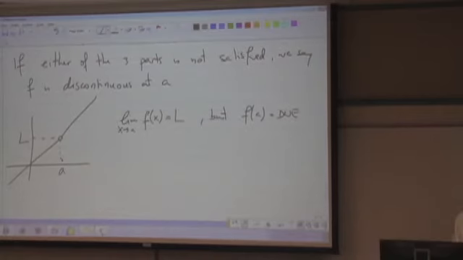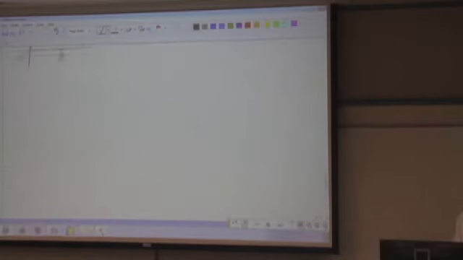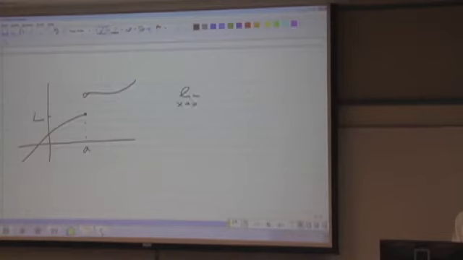Give me an example of a function that satisfies the first property but doesn't satisfy the second, which means the function is defined at a but the limit doesn't exist. That would be a very lovely example, right? This is L. The limit as x goes to a of f of x does not exist, but f of a is in fact equal to capital L. Is that making sense?